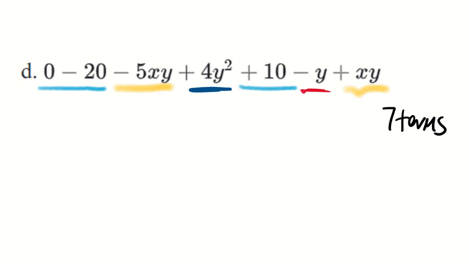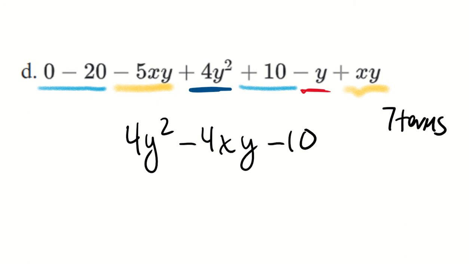So if we start pulling together our like terms, let's go with the 4y squared first. So I'm going to say there is a 4y squared. Next, let's go for the xy's. I've got negative 5xy plus 1, which would make negative 4xy. The next thing I've got is a negative 20 plus 10. The 0 doesn't matter, so negative 20 plus 10 is going to make a negative 10. And then we're going to finish this off with the negative y that's left over. So we went from 7 terms down to 4.